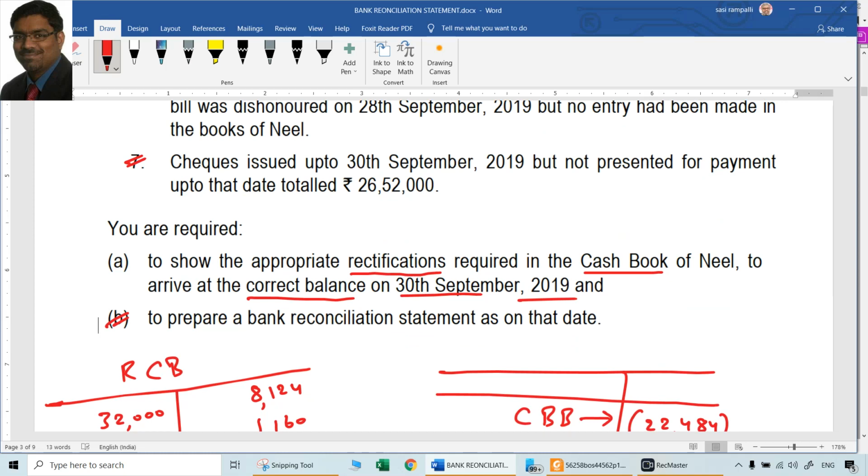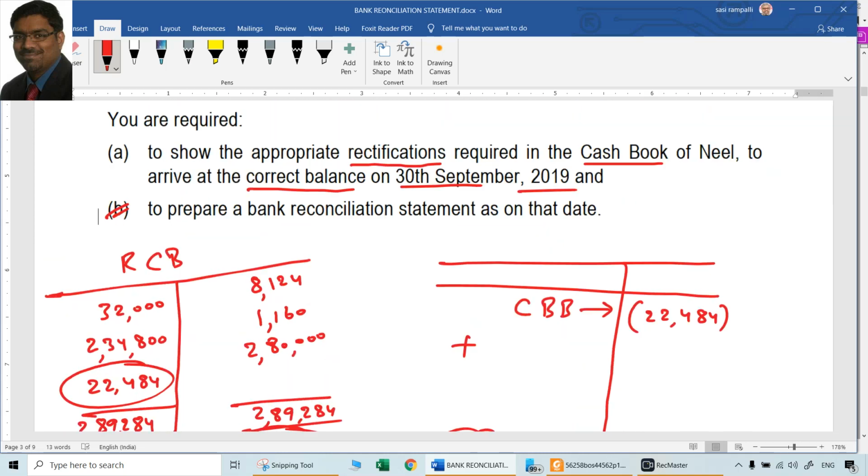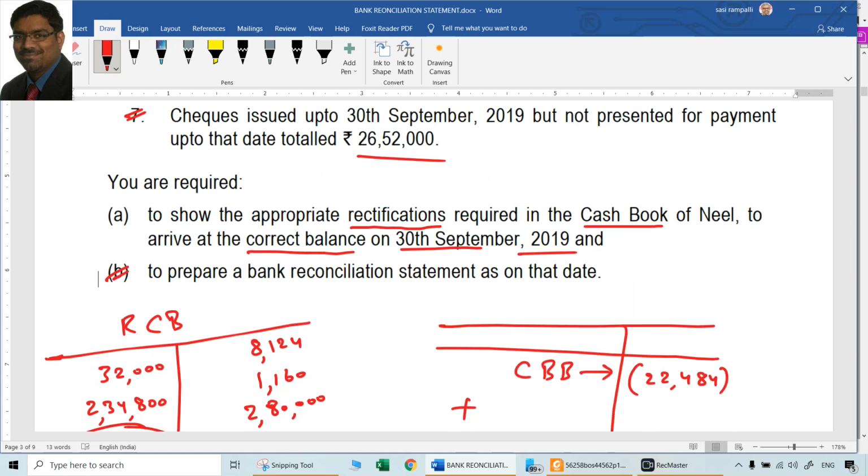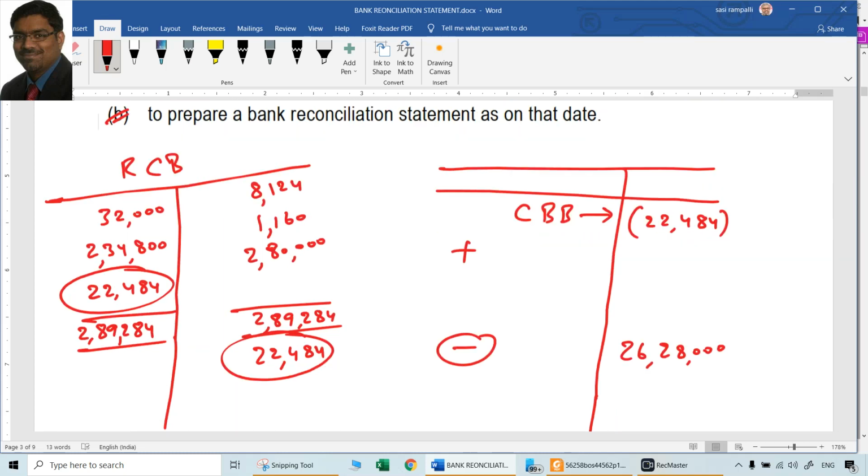Checks issued up to 30th September are there but not presented for payment. Means it is the reverse of the earlier thing. So checks issued means definitely we would have credited our cash book because we paid them. That is a withdrawal, but they are not yet presented, means bank did not treat anything of this because the people who received the checks from us did not present them. Nothing wrong here, but it's a timing difference. But whatever it is, because of this 26,52,000 already created in our cash book balance would have been lower. It would have been lower by that amount. If it is already lower, what we should do, simply add 26,52,000.